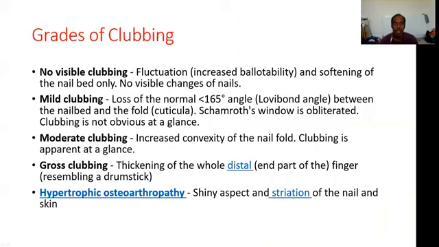Clubbing can be graded, and this is given in the slide. I'm not going to read out what is on the slide. This is for your reference and your notes. I've included a little bit more text on the slide so that you can use it for studying purposes as well. There are various grades of clubbing that you need to understand.